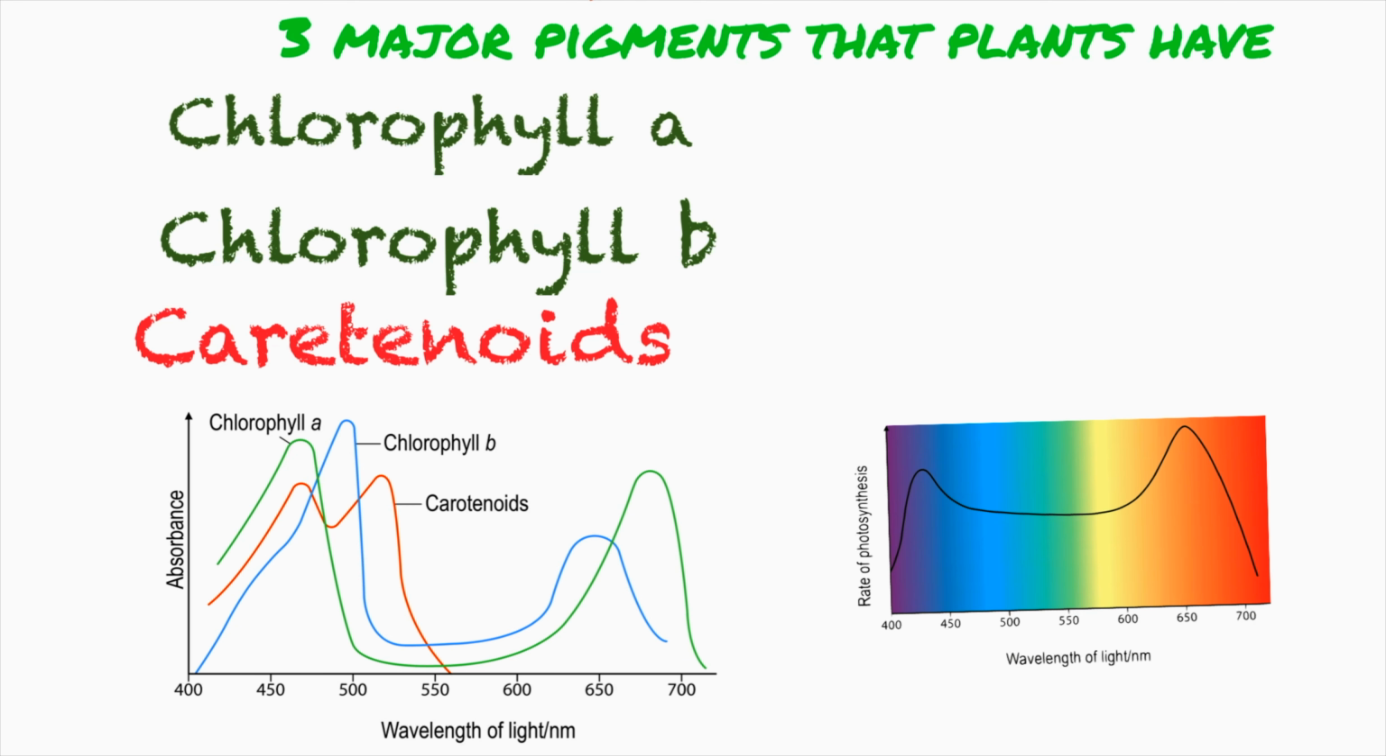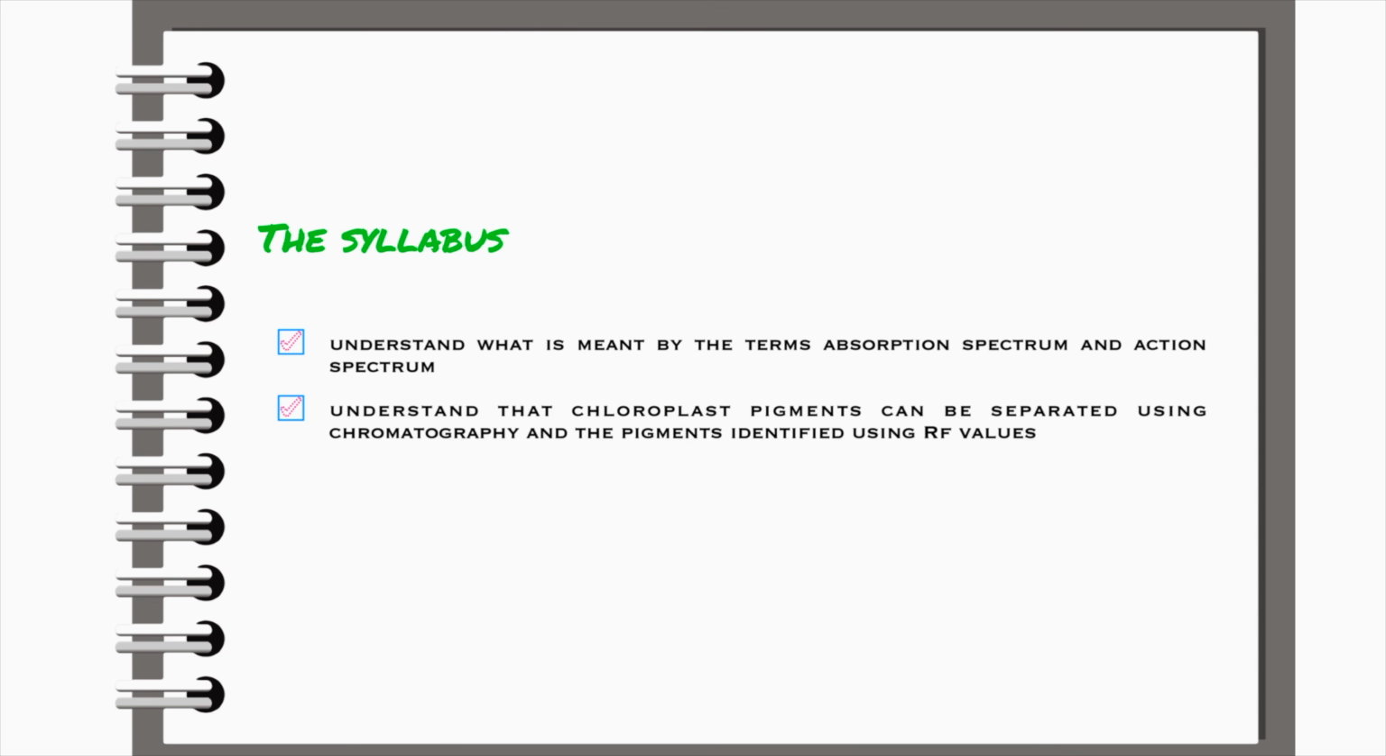Now, we need to learn about the different pigments that plants have. Chlorophyll is not a single pigment. Chlorophyll is actually a mixture of different pigments. Each one of those pigments absorbs different wavelengths of light. In the syllabus, they want you to understand two terms. One is called the absorption spectrum, and one is called the action spectrum. In addition, they want you to learn how to separate the different pigments of photosynthesis.